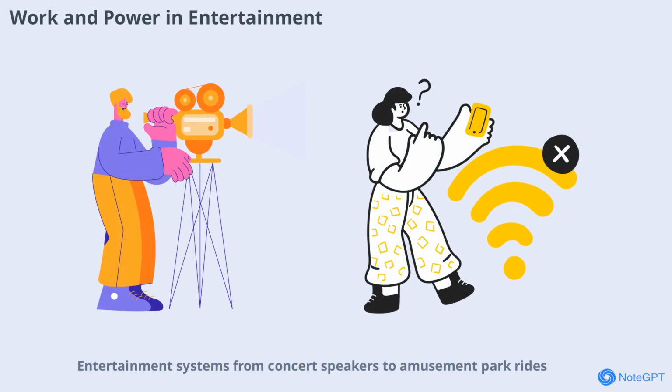Entertainment systems, from concert speakers to amusement park rides, rely on work and power to create experiences. High-powered equipment delivers sound, light, and motion, making events more exciting and memorable.